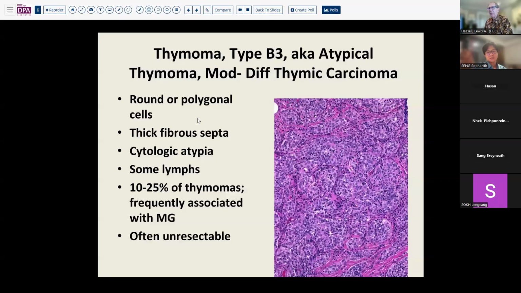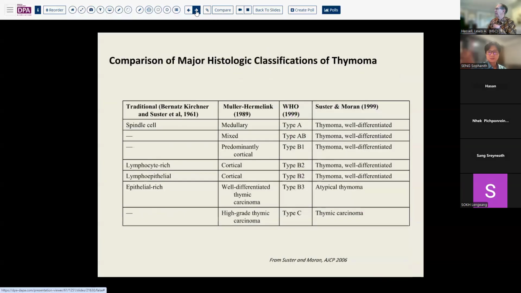Now, I haven't shown you an example of the higher-grade B3, which has more cytologic atypia. And we also have in the new WHO the atypical thymoma AB. These tend to be more locally aggressive and therefore unresectable in more cases, and would really fall into that category of more moderately differentiated thymic carcinoma in other people's classification. In other words, we're trying to tell you that the B3 or moderately differentiated tumors are more likely to have a poor outcome relative to that.